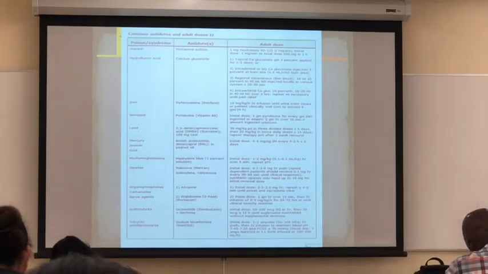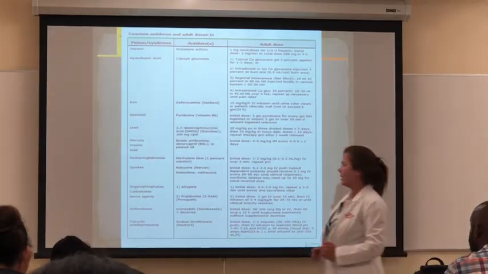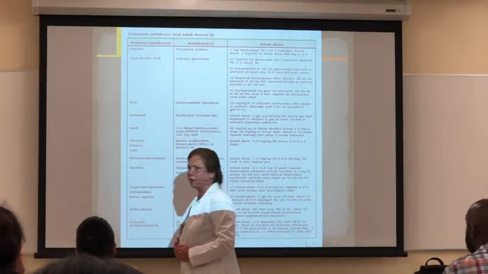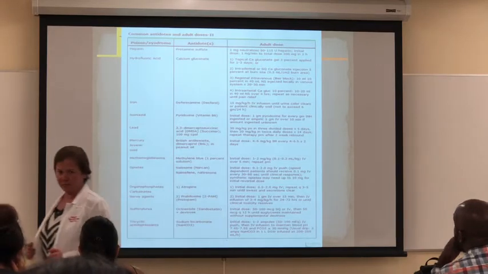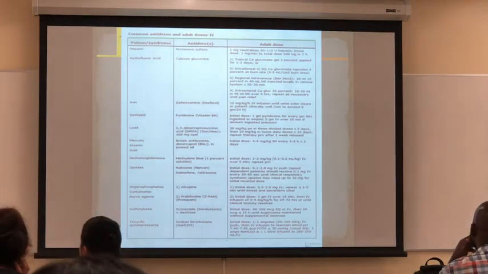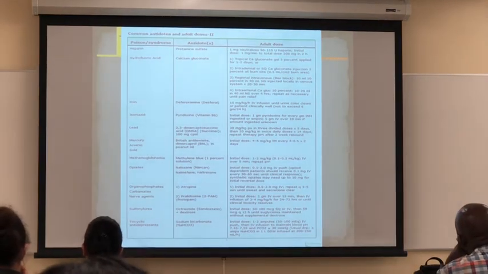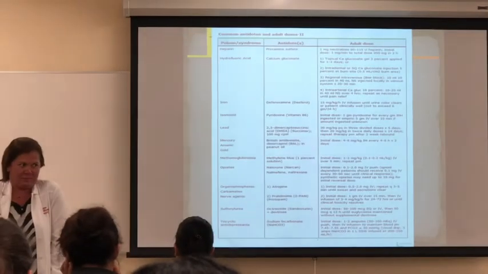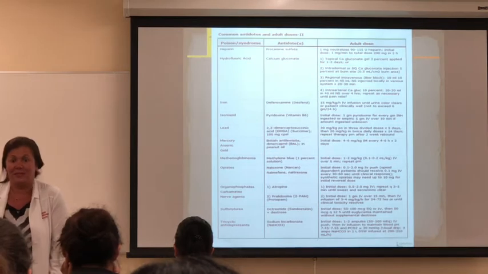Now, what is Sandostatin? What is octreotide? It's a vasoconstrictor. That's the one that we use for GI bleeding. What is it? It vasoconstricts. Why does it vasoconstrict? Because it works on the peripheral nervous system. It's actually a growth hormone.